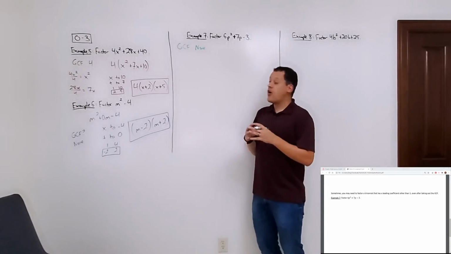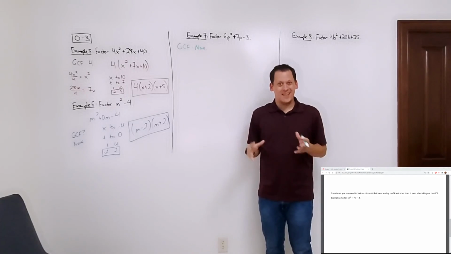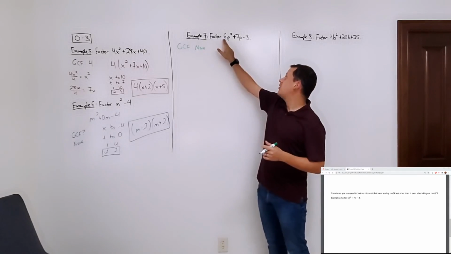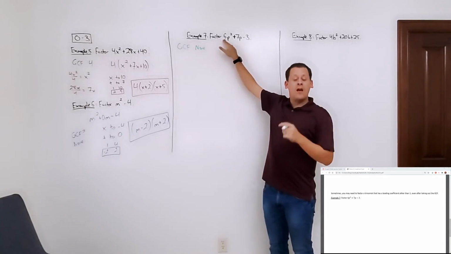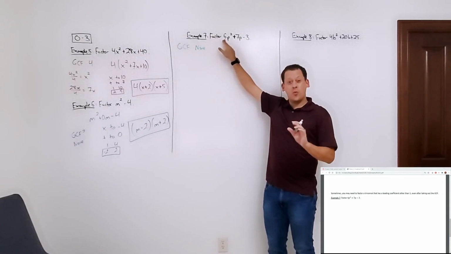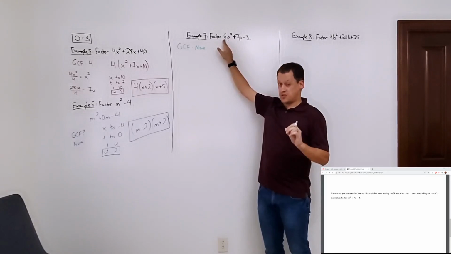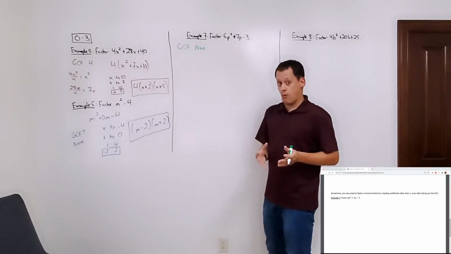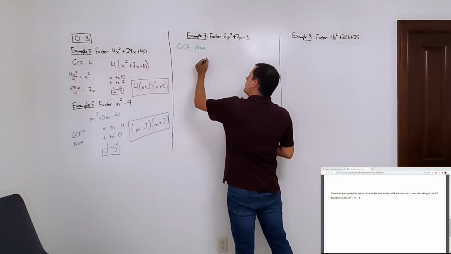And there are several different ways of attacking factoring a polynomial that has a leading coefficient other than 1. Because this is e-learning, I'm only going to teach you the way that I think works best for the most students. It's called the box method. And here's how it works. Draw a box.